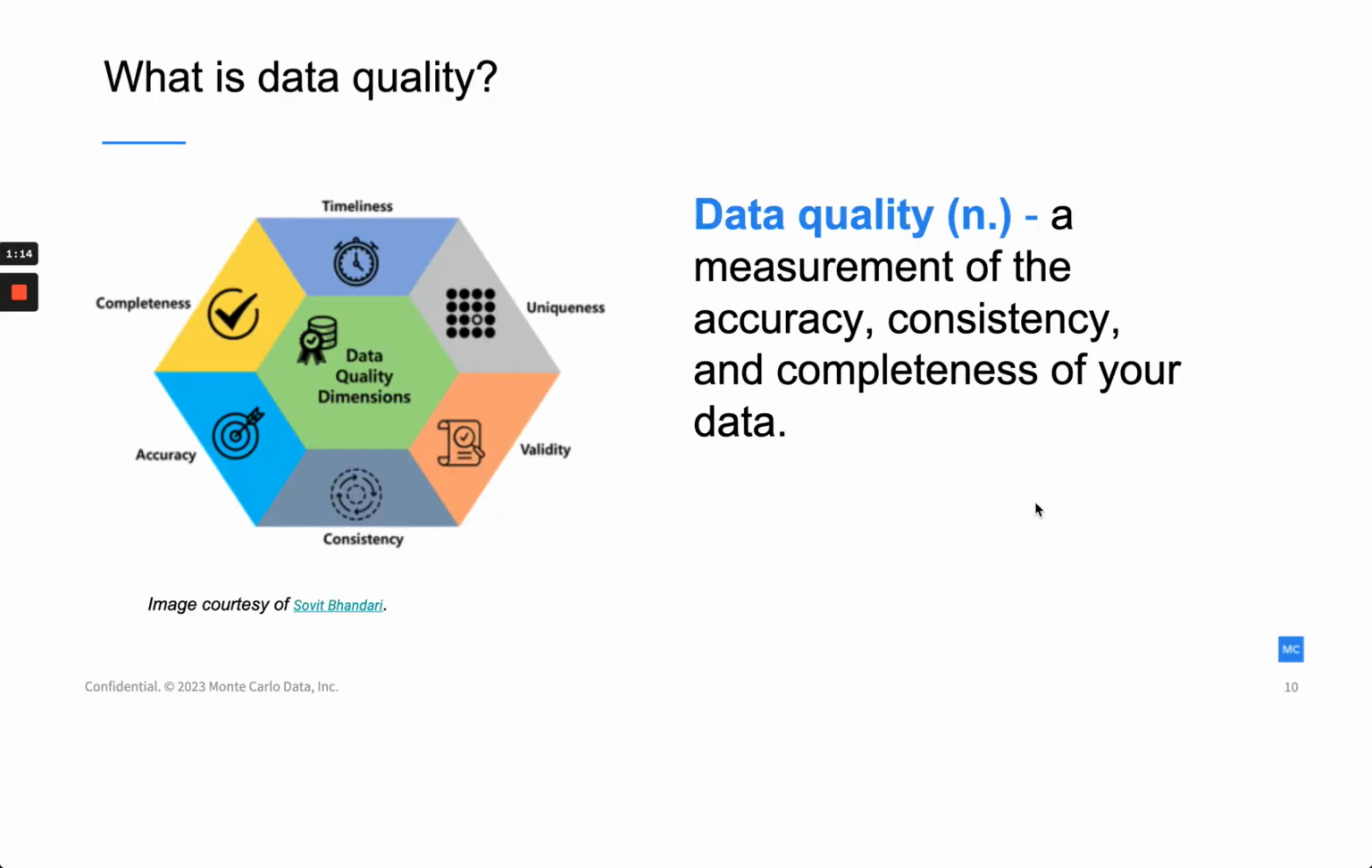Data quality means a lot of different things to a lot of different people. Often data quality is defined as a measurement of the accuracy, consistency, and completeness of your data. There are a lot of ways to quantify it across timeliness. Did your data arrive on time? Completeness, does it have all of the values? Uniqueness, are there too many duplicates or no duplicates? Validity, is the data accurate? Accuracy, consistency, and so on and so forth.